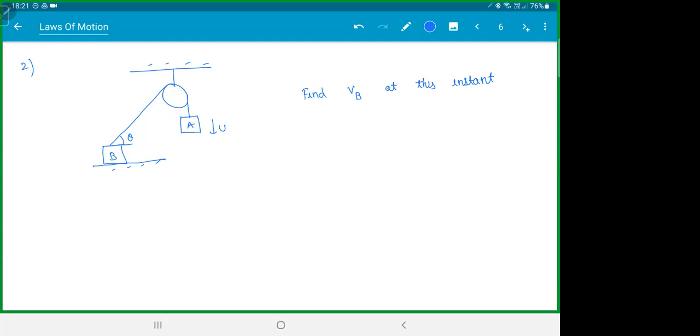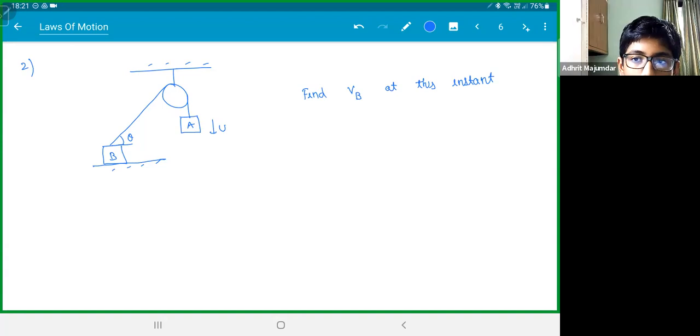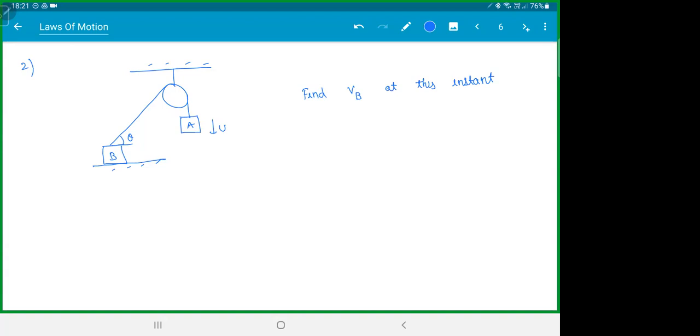How do you do this? Sir, will the B block go up? Yeah, B is on the ground. B won't fly. B is always in contact with ground.